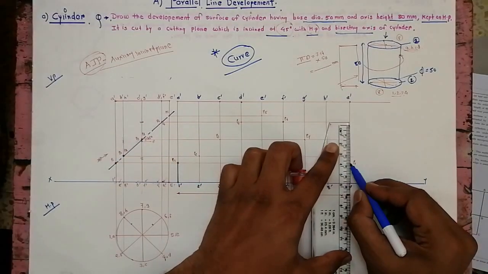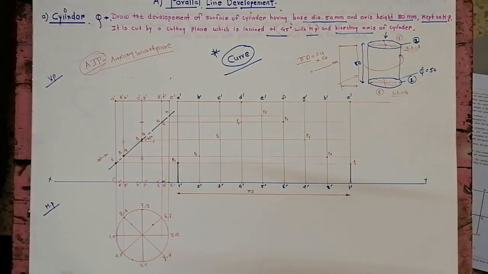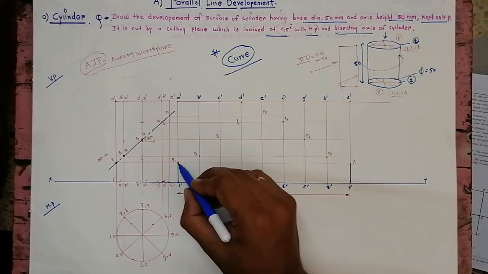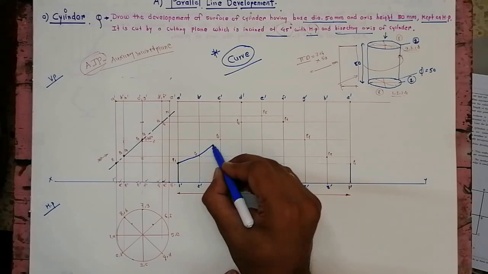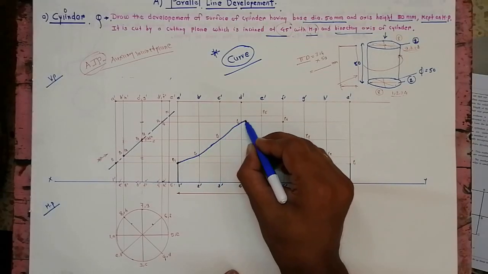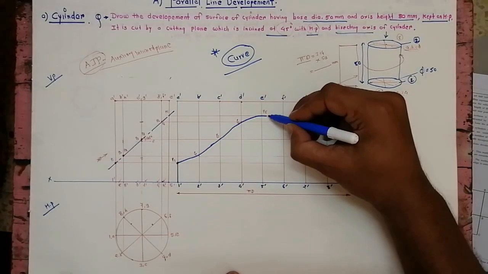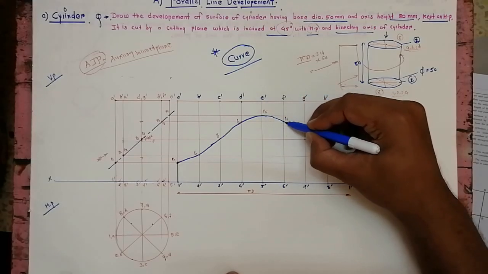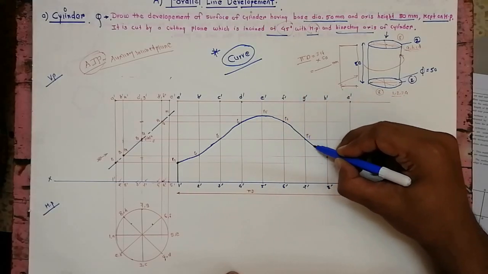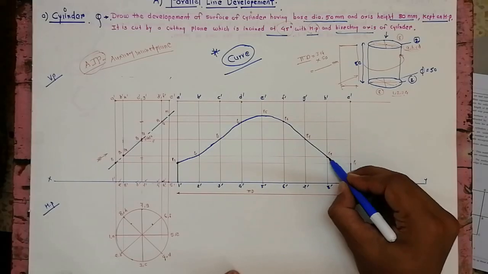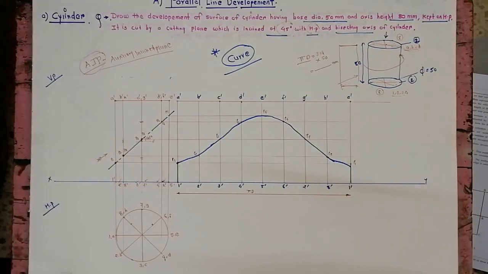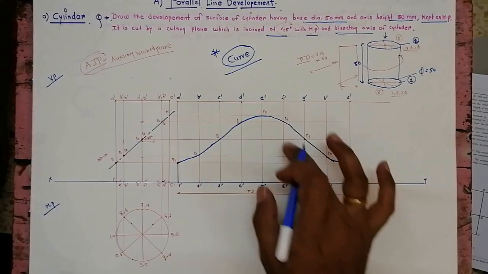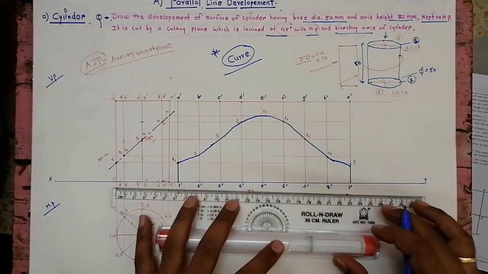You should use French curves now. I don't have a French curve, so I'm joining it freehand. It comes out something like this. Don't join it with the scale, because when we cut the cylinder, the development comes in the form of a curve. So something like this. This is the development.